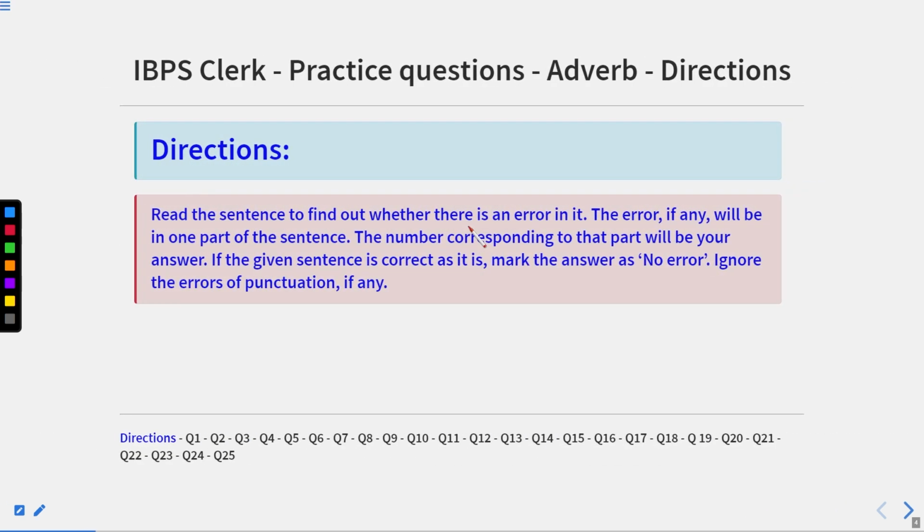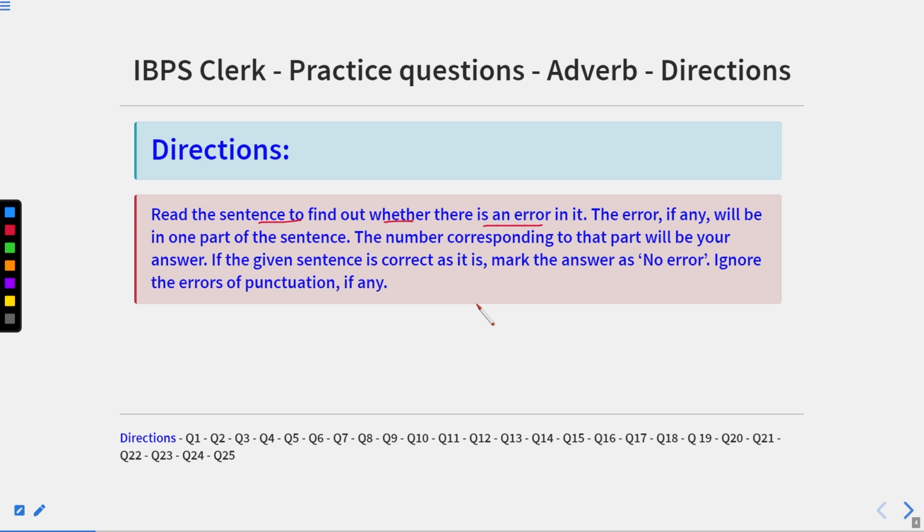First of all, we are going to discuss the directions. These are the directions given to us on how to solve these questions. These are several instructions that we should follow. Basically, these are spotting errors based on adverbs. So read the sentence to find out whether there is an error in it. You will be given a sentence and the sentence will be divided into some parts. The error, if any, will be in one part of the sentence. Only one part of the sentence can contain an error. The number corresponding to that part will be your answer.